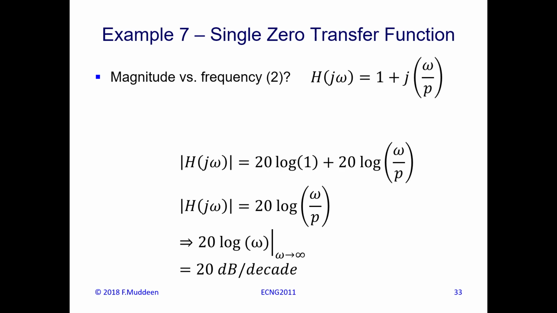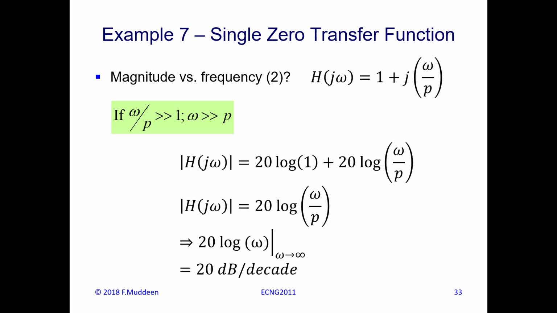But if we consider omega much greater than p, instead of the result having a negative sign as in example 6, there's now a positive sign, because all the components that we're dealing with for the magnitude are now in the numerator. So that's why we have this positive sign when we find the magnitude of the resultant graph. That results in positive 20 log omega as omega tends towards infinity, resulting in a positive 20 decibel per decade slope.